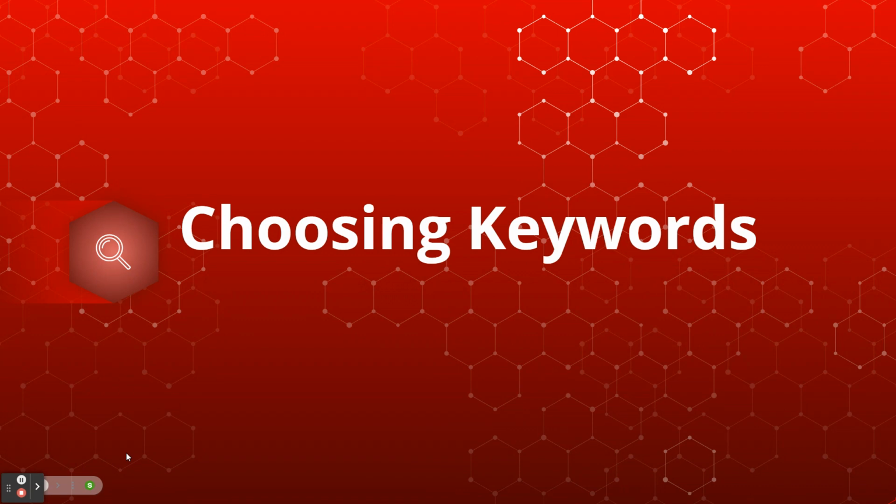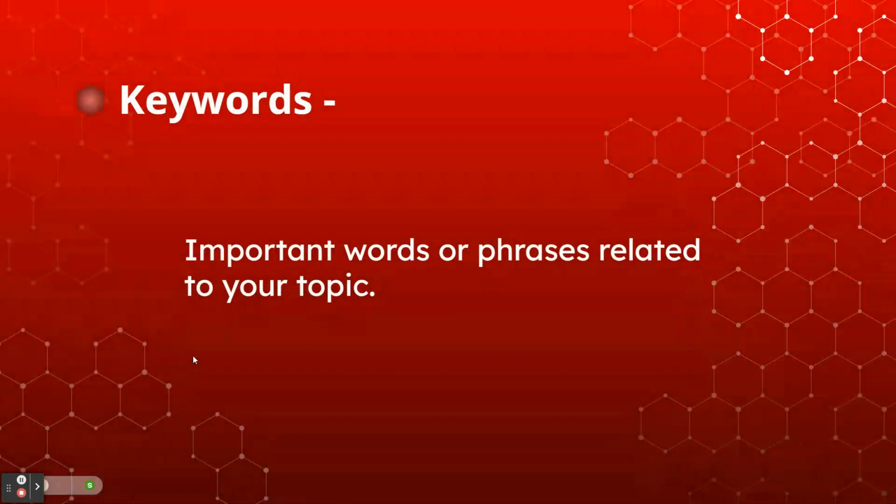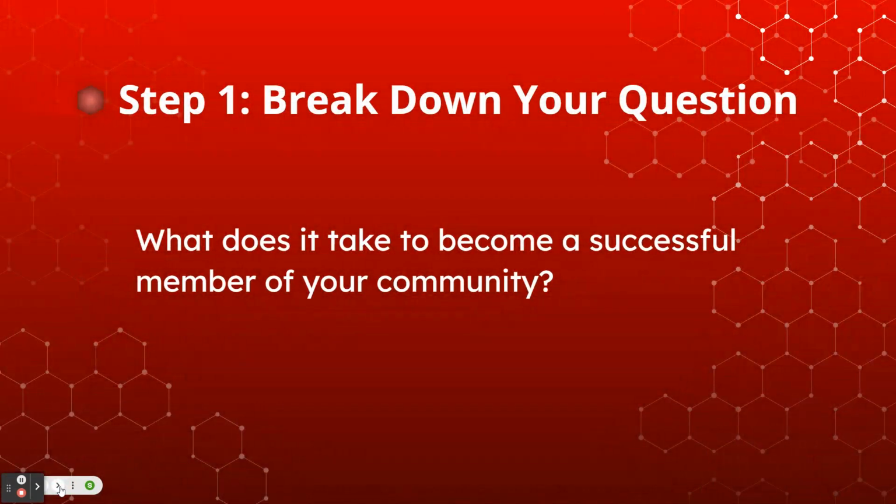All right, the first part of this is once you have a research question, you need to identify keywords. That is what you would type into Google. So those would be the important words or phrases related to your topic. So that means you have to take your question and break it down. So if our question is, what does it take to become a successful member of your community? We are going to identify those keywords.